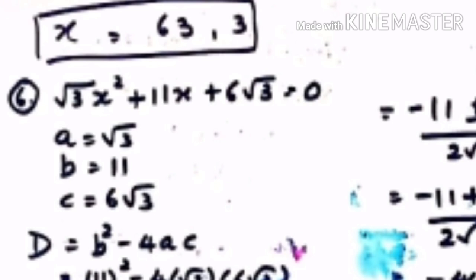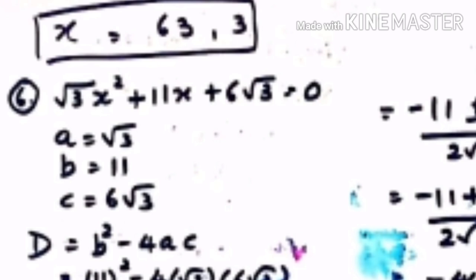Okay, so see now question number 6. Root 3 x square plus 11x plus 6 root 3 is equal to 0. Now here also we have to compare this equation with our standard form, that is ax square plus bx plus c. So a is equal to root 3, b is equal to 11 and c is equal to 6 root 3. Now I take d, that is the discriminant, d is equal to b square minus 4ac, the value that we place under the root.